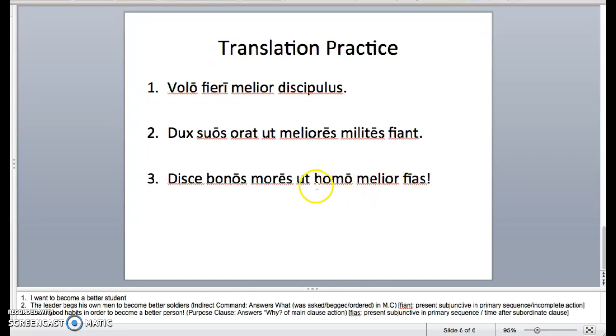And the reason why I said in order to is because the subject remained the same, right? You were saying learn good habits in order to become a better man, because fias is second person singular, and disce is essentially second person singular because it's a command to one person. All right, so learn good habits in order to become a better person.